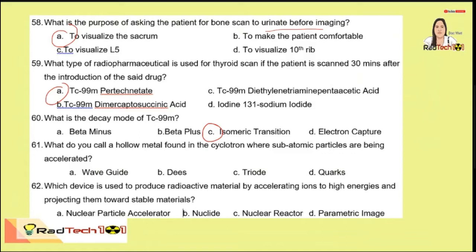61, what do you call a hollow metal found in the cyclotron where subatomic particles are being accelerated? That is the waveguide. 62, which device is used to produce radioactive material by accelerating ions to high energies and projecting them toward stable materials? We call that a nuclear particle accelerator. It is a device to produce radioactive material. Ito, keyword nyo din, accelerator.